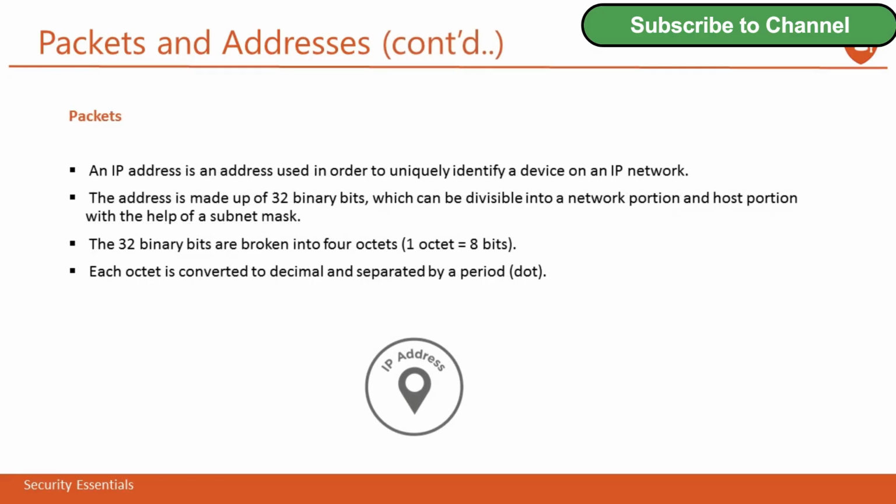Next, let's cover more about IP addresses. An IP address is an address used in order to uniquely identify a specific device on an IP network. The address is made up of a 32 binary bit number, which can be divisible into a network portion and the host portion with the help of a subnet mask. The 32 binary bits are broken into 4 octets. 1 octet is equal to 8 bits. Each octet is converted into a decimal and separated by a period or a dot.